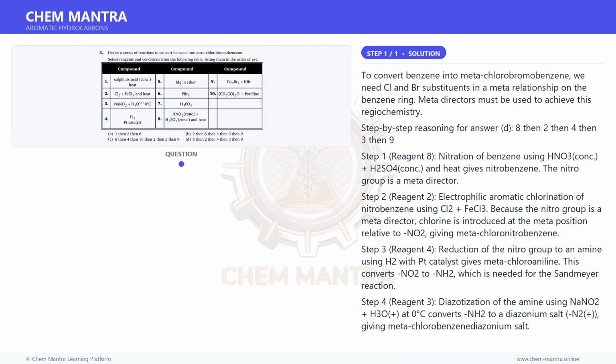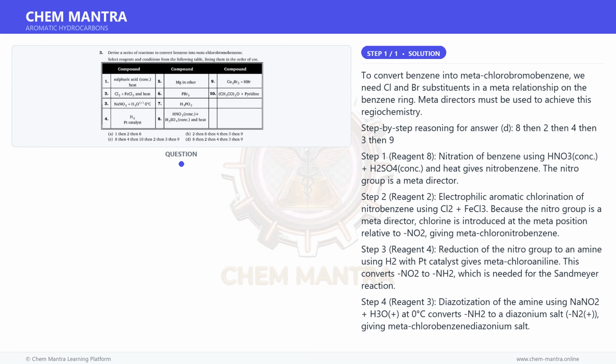Step 4. Reagent 3: diazotization of the amine using NaNO2 plus H3O+ at 0 degrees Celsius converts NH2 to a diazonium salt, N2+, giving meta-chlorobenzenediazonium salt.